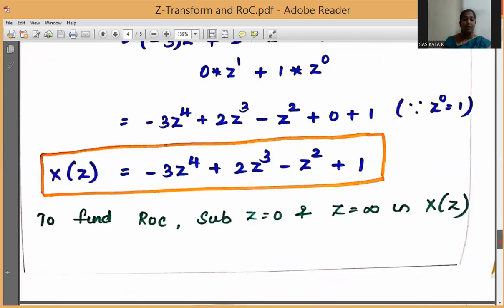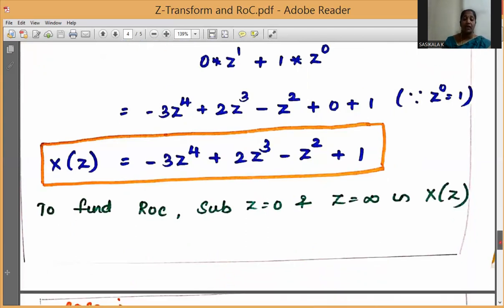What is ROC? The region of convergence. For that we need to substitute the values for z is equal to 0 and z is equal to infinite in capital X of z and find out whether the value is finite or infinite. If it is finite, then X of z converges for that particular value. And if it is infinite, then it doesn't come under ROC.